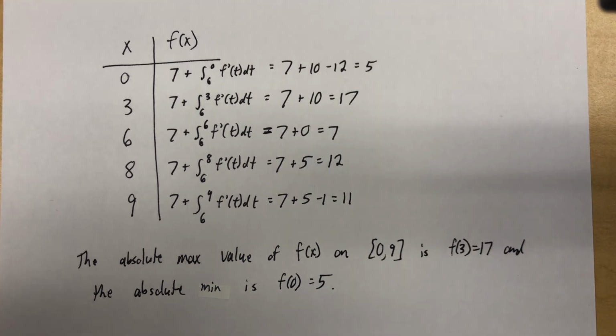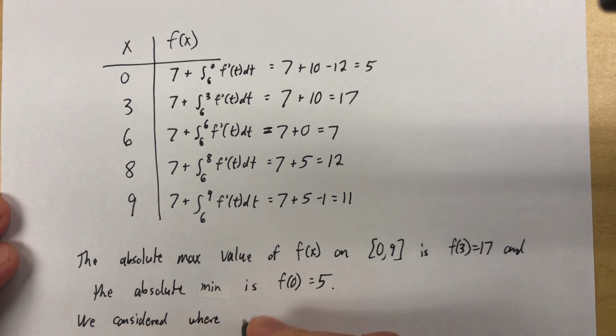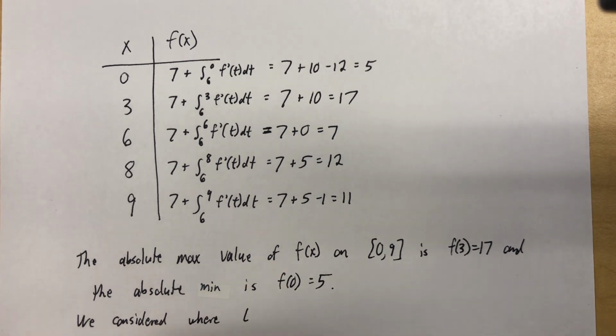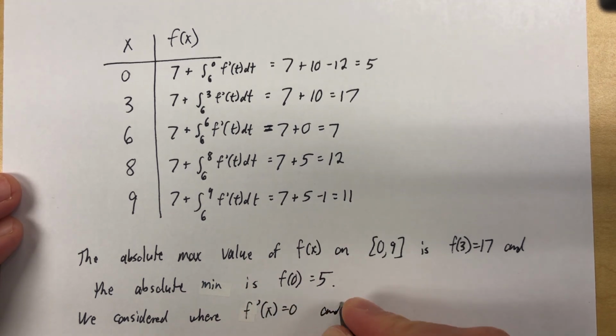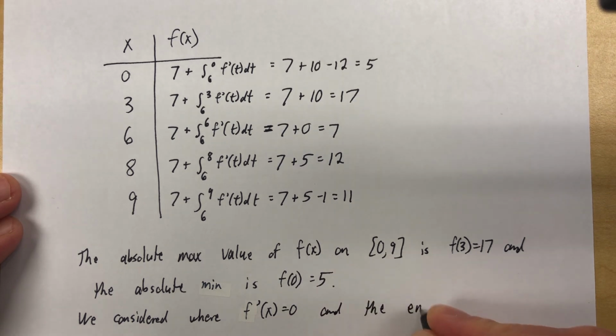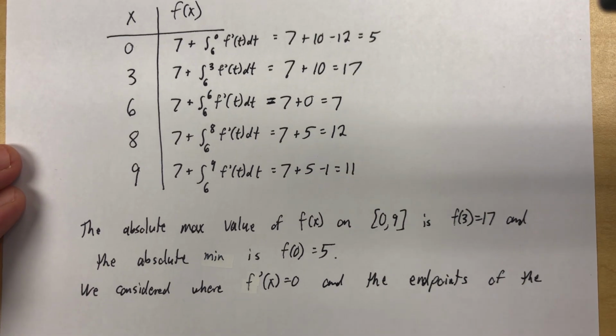So again, let's do a little more justification. We considered where f prime of x equals 0, and we also considered the endpoints of the interval. This is an extreme value theorem issue.